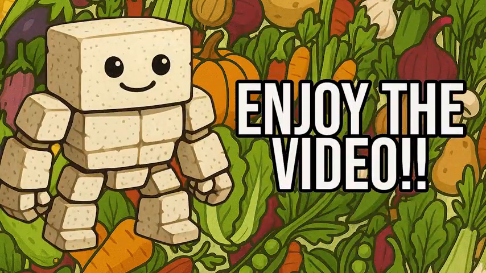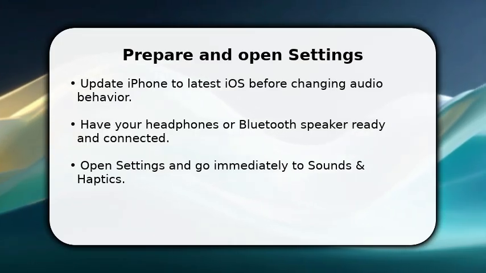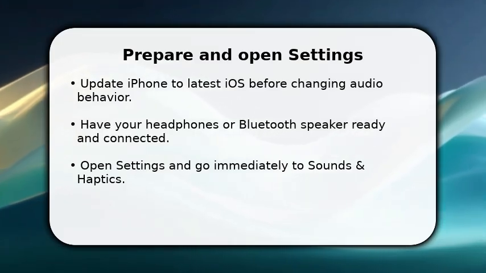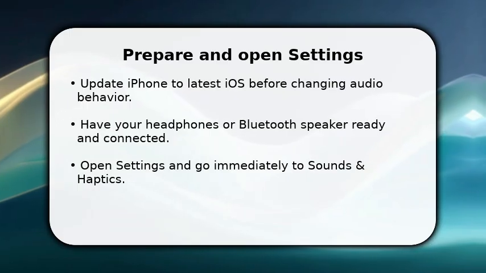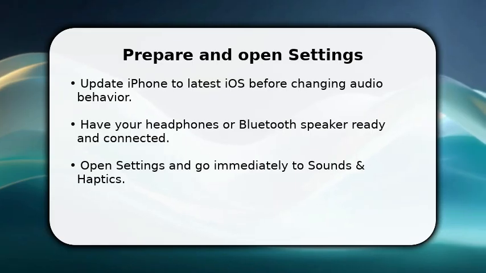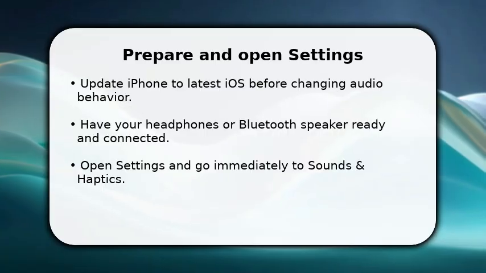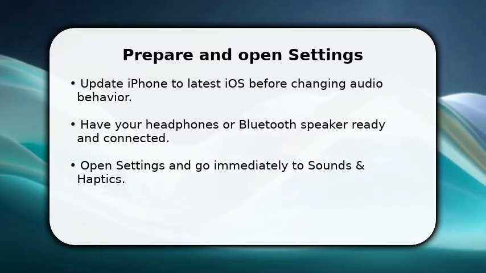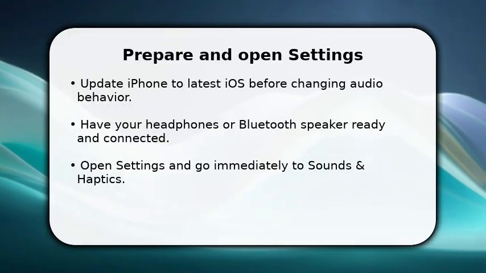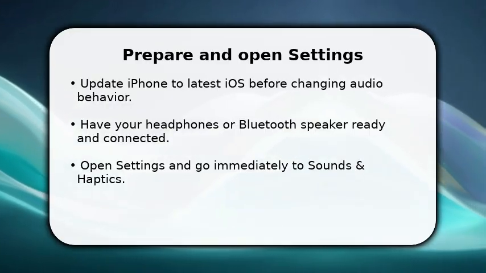Please enjoy the video. You'll start by making sure your iPhone is up to date and your audio device is connected. Once done, open Settings and tap Sounds and Haptics. You want to change how the hardware buttons affect alerts versus media. Turn off Change with Buttons so the ringer and alerts keep a steady level. This makes the physical volume keys adjust only in call or media contexts when the appropriate audio source is active.